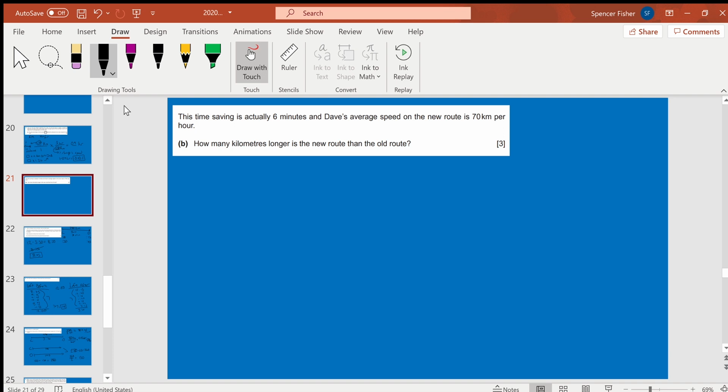All right, here we are at 10b. So it says the amount of time they saved is 6 minutes, and his average speed on the new route is 70 kilometers per hour. And they want to know how many kilometers longer the new route is than the old route.